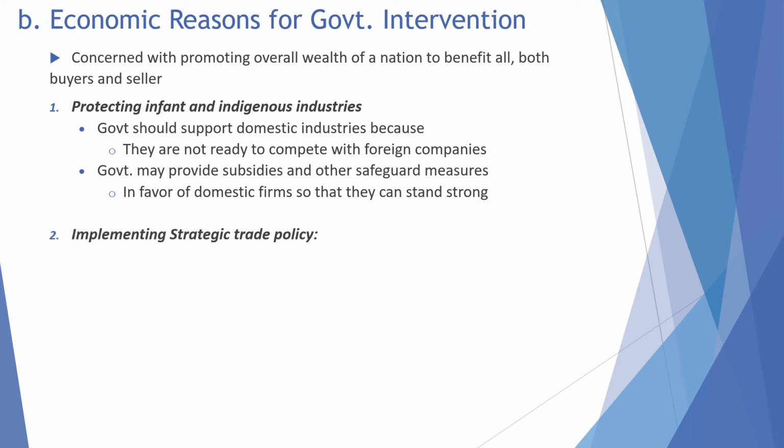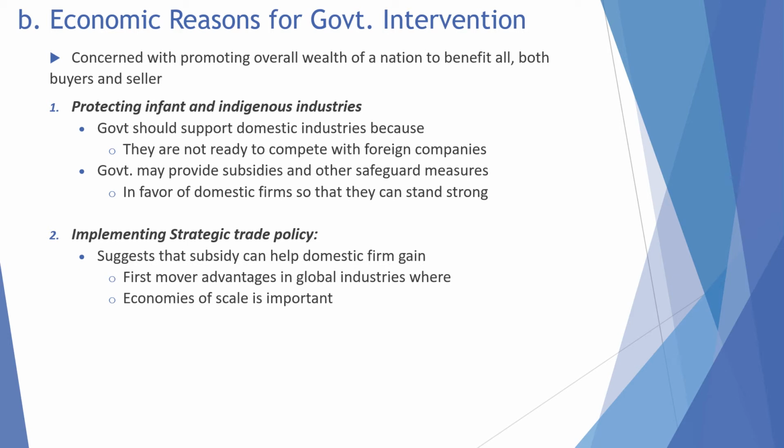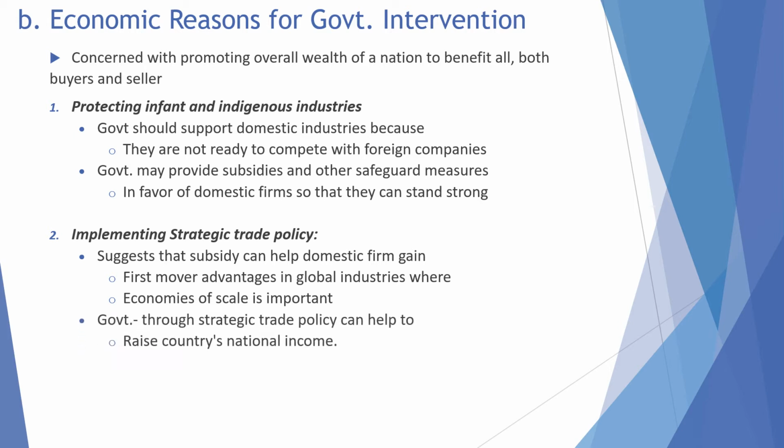It is also concerned with implementing a strategic trade policy. This suggests that subsidies can help domestic firms gain the first mover advantage in global industries where economies of scale are important. The government, through strategic trade policy, can help to raise the country's national income.